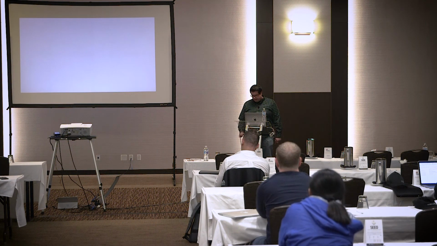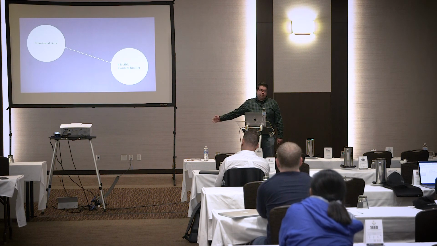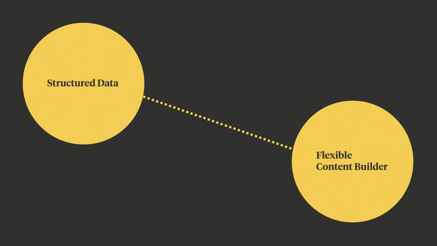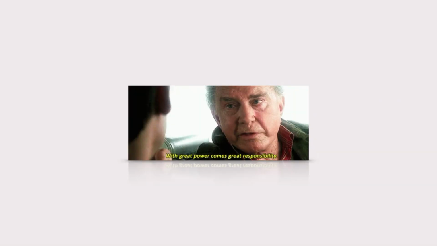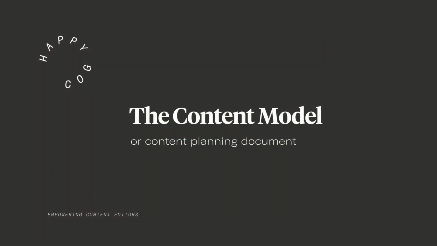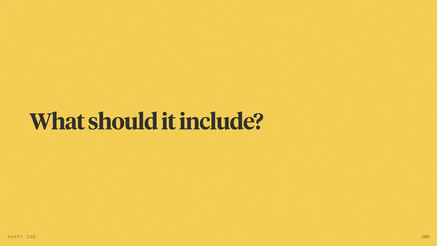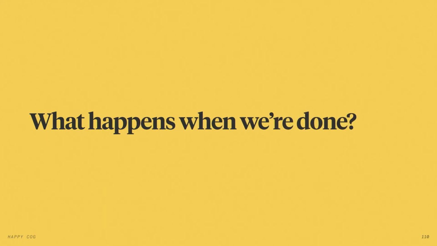So if we think back to our spectrum, we first need to establish where our site's going to fall on this spectrum. And this leads into a great segue from Uncle Ben: with great power comes great responsibility. So it's up to you to figure this out ahead of time instead of jumping straight in and editing things in the control panel. So that's where this idea of a content model comes in. We're going to consider a few things with it: what it is, how do we make one, what should it include, and what happens when we're done.